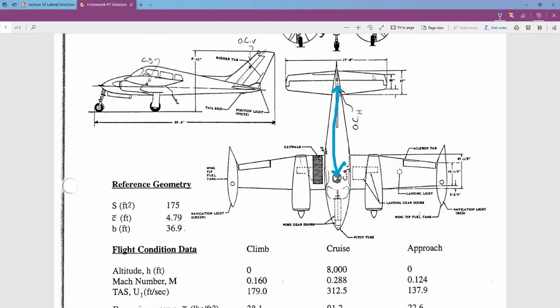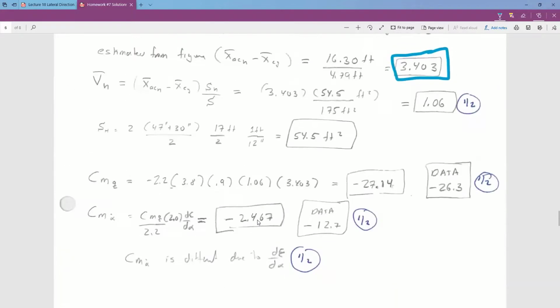And then we need the area of the horizontal tail, so I took the root chord plus the tip chord and added them together and divided by 2 to get an average, and then multiplied by essentially the span. So that's where those numbers come from. So VH bar should be this. And then SH is that number I just showed you how to calculate. I got 54.5.